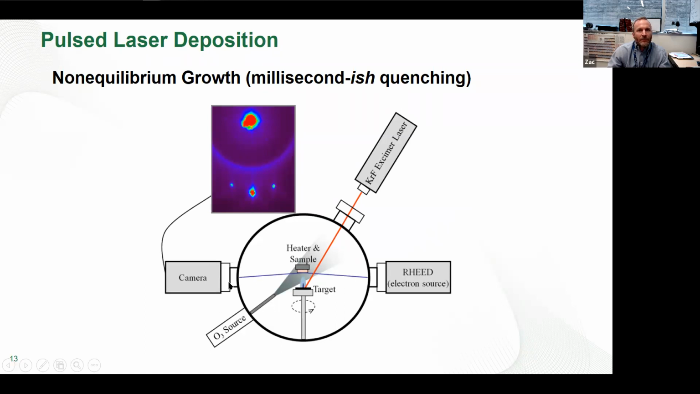We're going to bounce an electron beam off the surface and watch the RHEED intensity. This tells us what our surface is doing, so we can monitor in real time as we're growing how that surface is evolving and what crystal structure we've got. And then of course our excimer laser is going to come in here and blast this target.